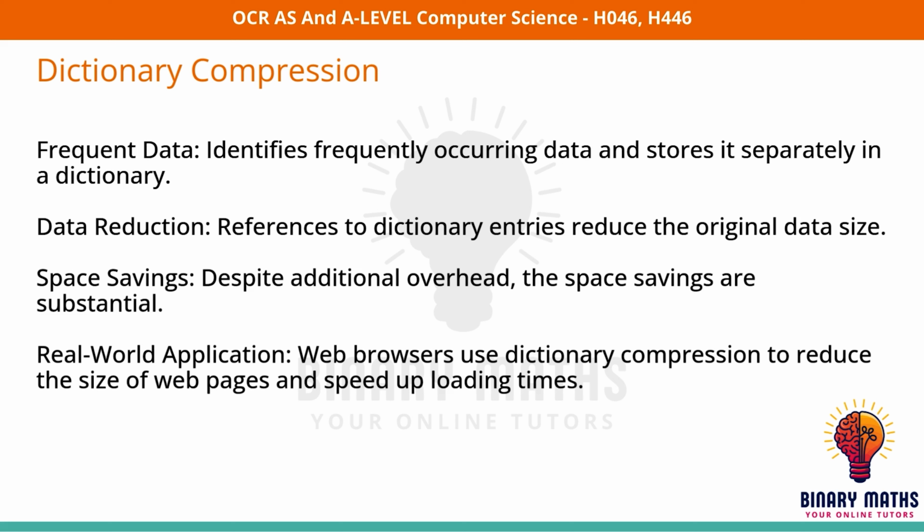Dictionary compression identifies frequently occurring data and stores it separately in a dictionary. References to dictionary entries are then used to reduce the original data size. Despite the additional overhead of maintaining the dictionary, the space savings are substantial. This method is particularly effective for text data with many repeated words or phrases. Web browsers use dictionary compression to reduce the size of web pages, speeding up loading times and reducing data usage.